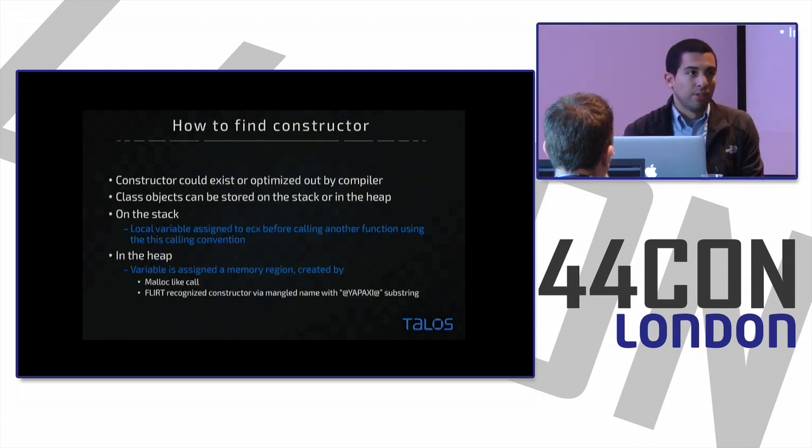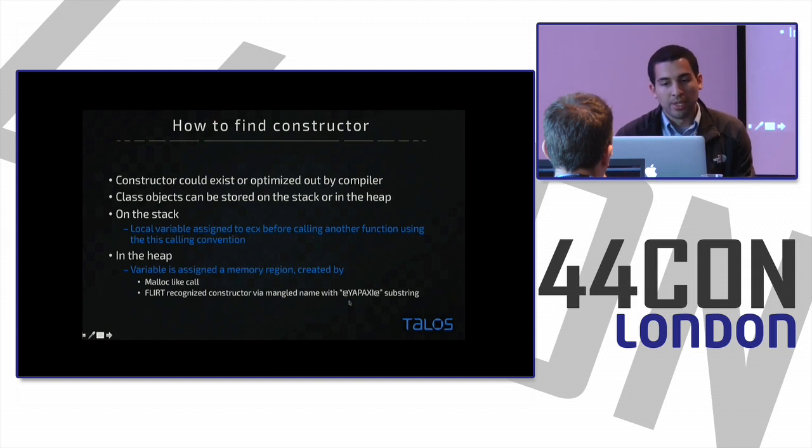A lot of times in IDA, FLIRT will pick up different signatures. It will be able to show you, okay, well, this is a new call in order to create a new instance of this class. And you'll see a lot of times with this YAPAXI substring. This is just kind of a mangled name that's going to show up.